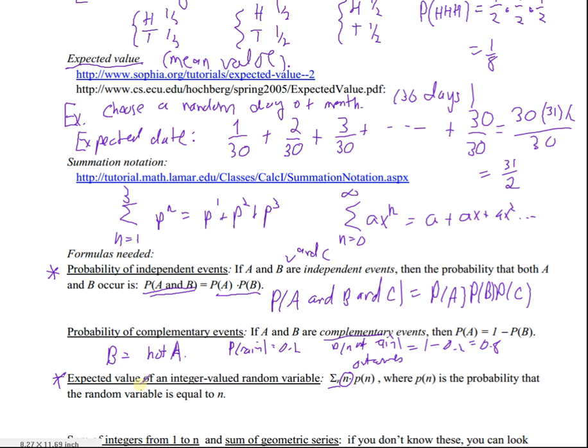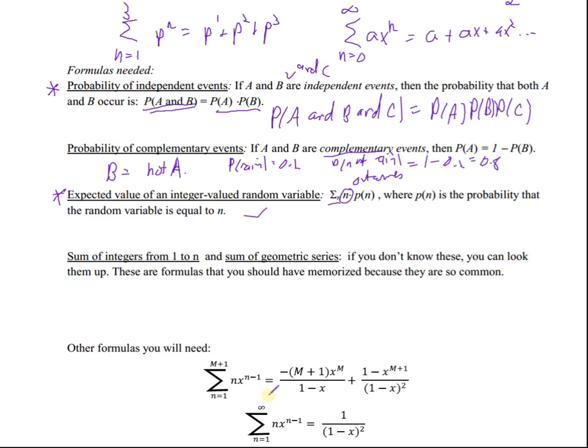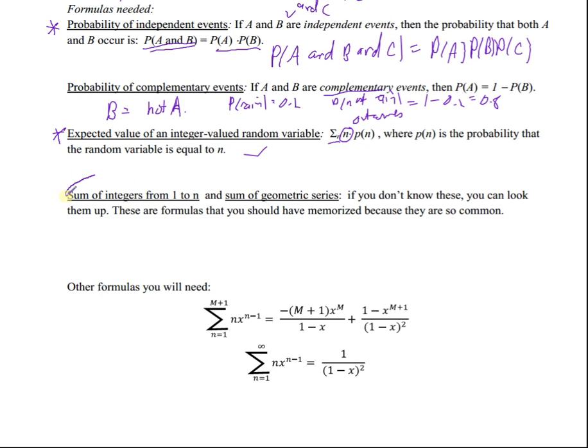Expected value of an integer valued random variable, I talked about that before. The sum of integers from 1 to n, you should know this formula. In fact, you should memorize this formula. It's a very commonly used formula. If you don't know what it is, just Google sum of integers from 1 to n and remember that formula. Also, sum of geometric series. Okay, sum of geometric series has the form sum of a q to the n.